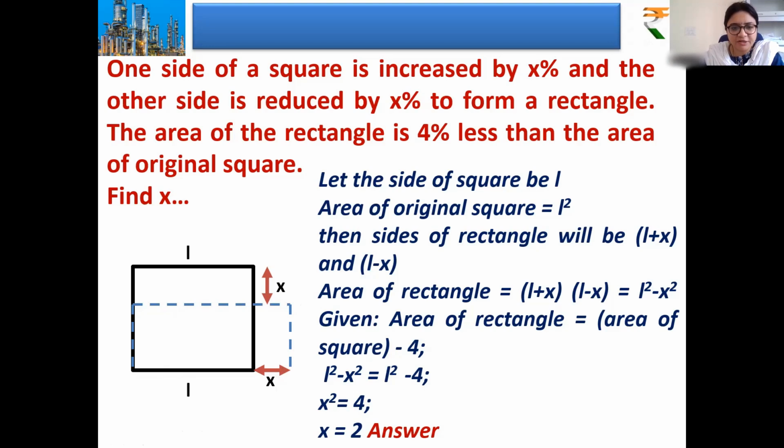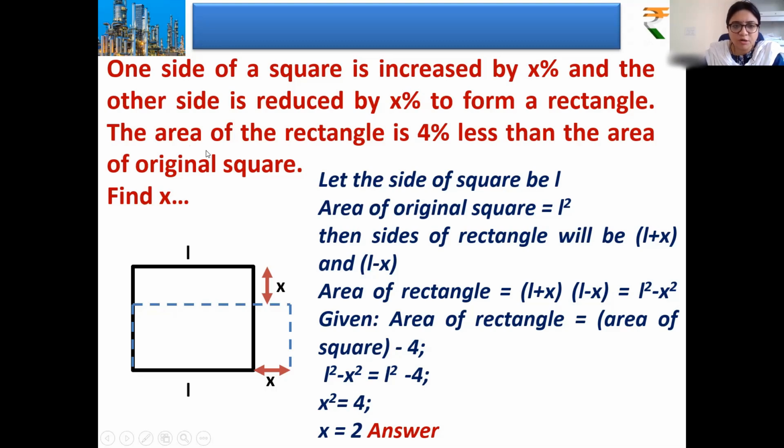Now we know that area of the rectangle is length into breadth. Now this length is nothing but L plus X and breadth is nothing but L minus X. Yes or no? So it will be length into breadth, L plus X into L minus X, which is nothing but L square minus X square. So if you break this up, you will get L square minus X square, right? You all must be knowing this.